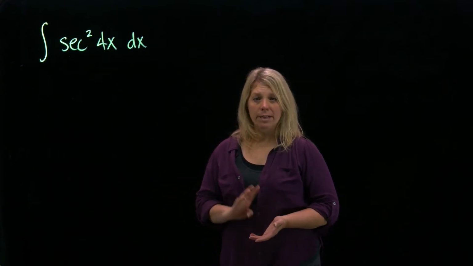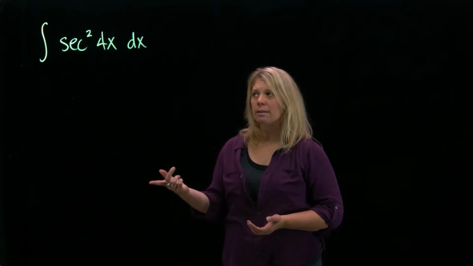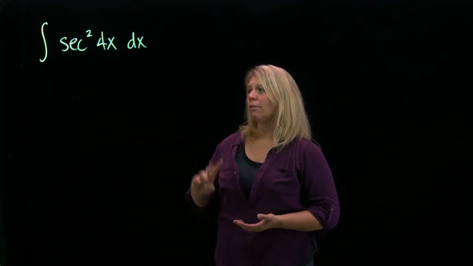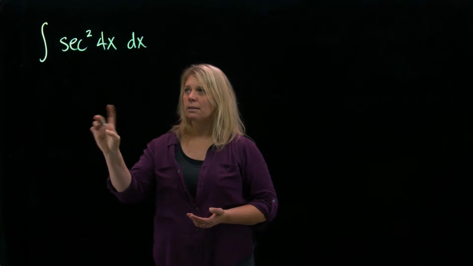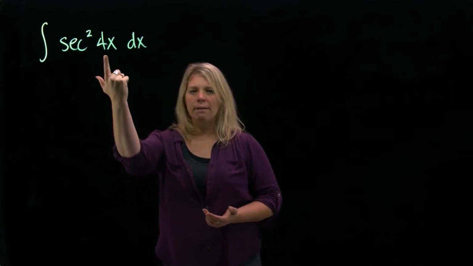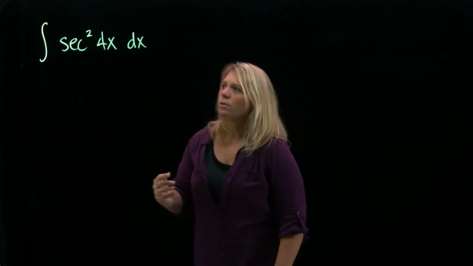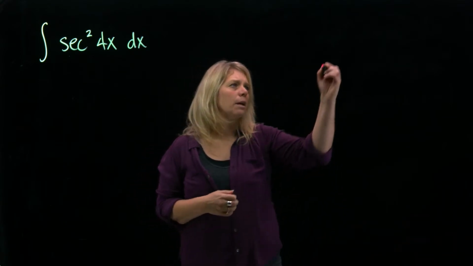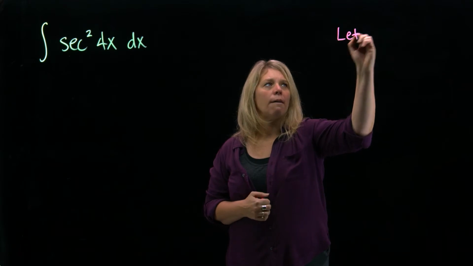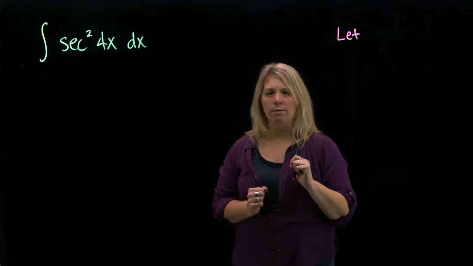I know the derivative of tangent of x is secant squared of x. So that would tell me that the antiderivative of secant squared of x is tangent of x. So the problem is I have this extra 4 in here, though. So this is a good u-substitution problem. I'm going to let u equal that function that's inside the secant squared function.